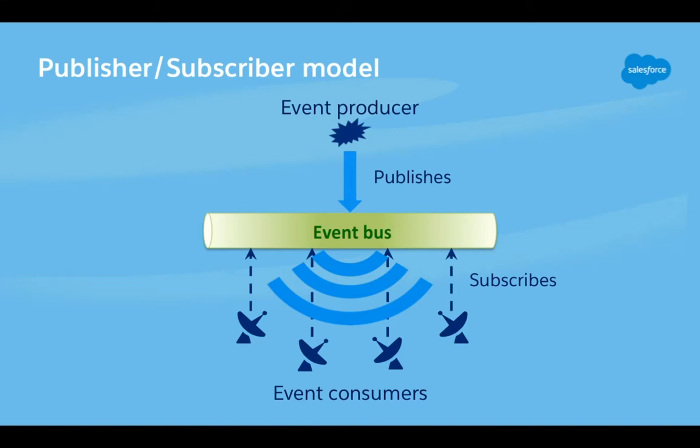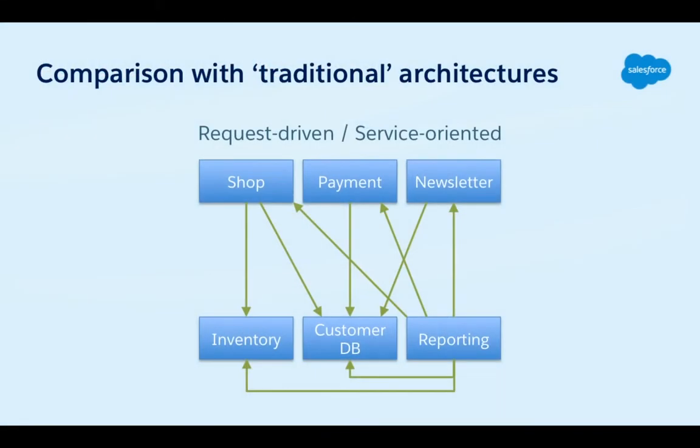Now let's compare this architecture with something more traditional, for example request-driven or service-oriented architecture. Here I've given you an example with an e-commerce solution with different modules and services: shops, payment, customer database, etc. All of these services are tightly coupled or integrated because they rely on each other.